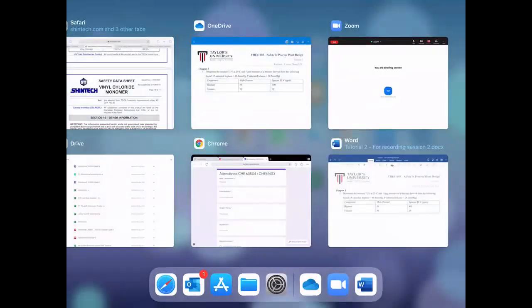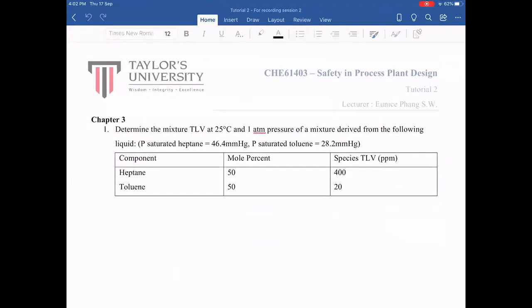Okay, so spend a bit of time to look at these questions for today's tutorial. And also you may start to work on these questions. One will take about 5-10 minutes to see if you can work this out.